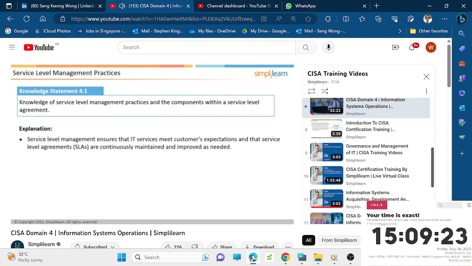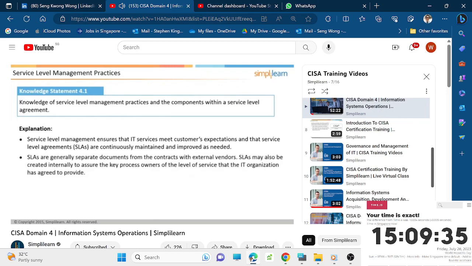Service level management ensures that IT services meet customers' expectations, and that service level agreements, SLAs, are continuously maintained and improved as needed. SLAs are generally separate documents from the contracts with external vendors. SLAs may also be created internally to assure the key process owners of the level of service that the IT organization has agreed to provide. Let us continue to understand service level management practices in the following screen.